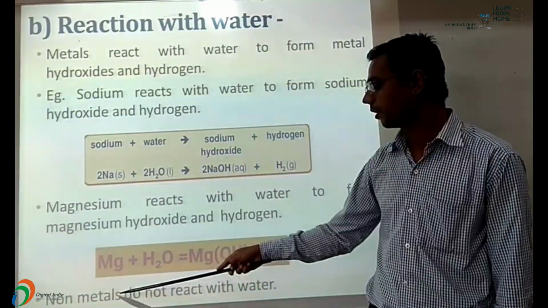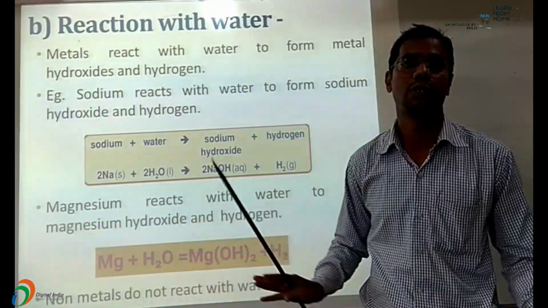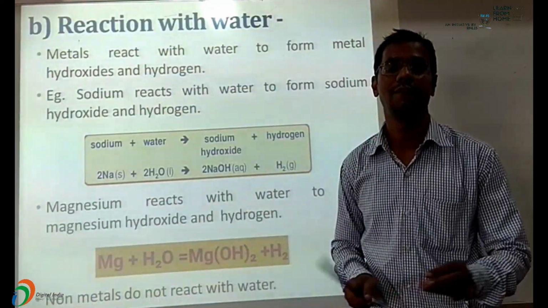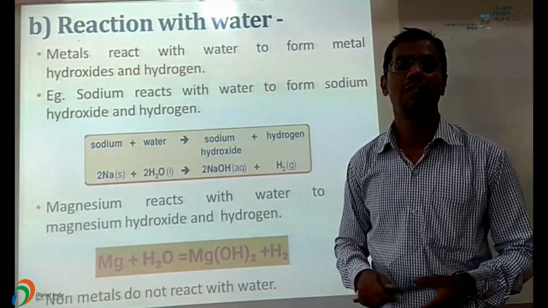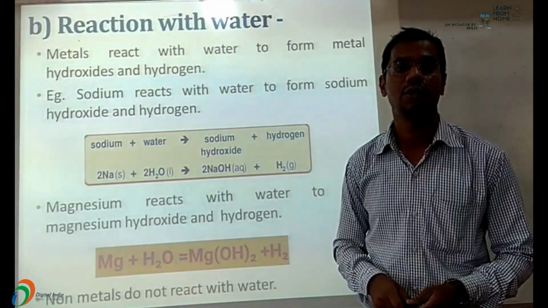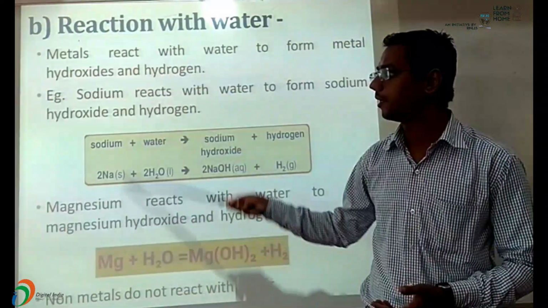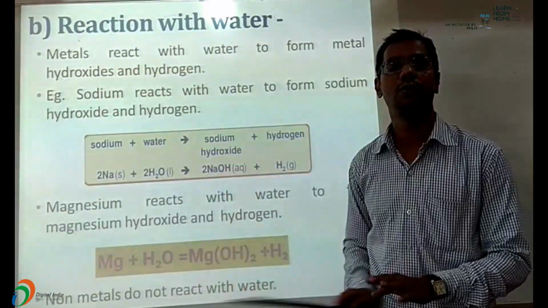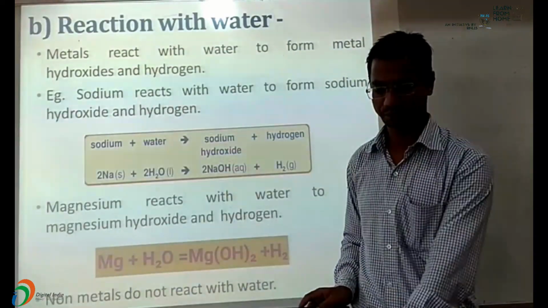So this is a reaction of metal. Now what happens with non-metal? Non-metals do not react with water. Suppose I ask you a question, how do metals and non-metals react with water. You can explain: metals react in this way, but non-metals do not react with water.